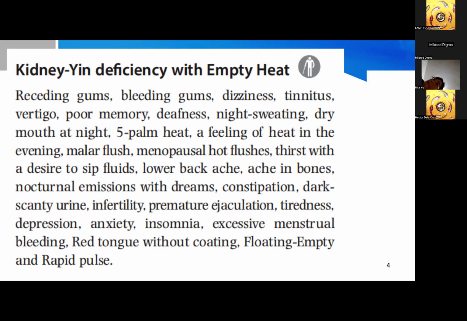five-palm heat, a feeling of heat in the evening, malar flush, menopausal hot flushes, thirst with a desire to sip fluids, lower back ache, ache in bones, nocturnal emissions with dreams, constipation, dark scanty urine, infertility, premature ejaculation, tiredness, depression, anxiety, insomnia, excessive menstrual bleeding due to empty heat, red tongue without coating, floating-empty and rapid pulse.